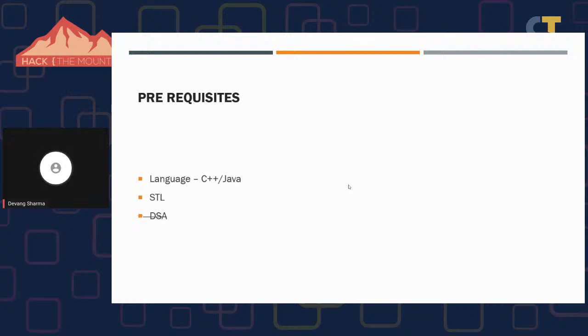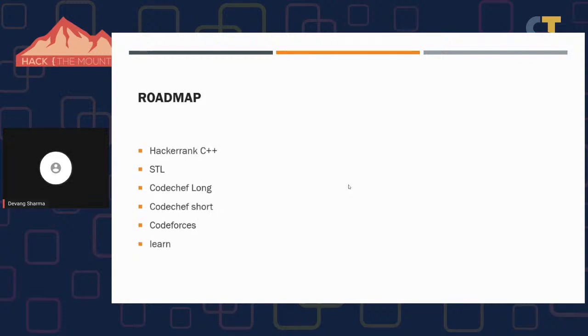So I will suggest you to start along with coding. So start solving basic level questions. Whenever you get stuck or find something difficult, you can visit the data structure algorithms on the internet and check it out. So okay, let's discuss the roadmap.